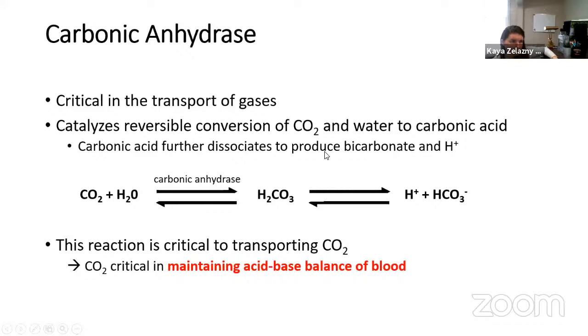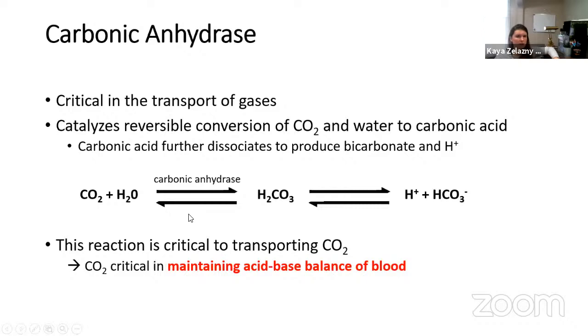The other thing we have in our erythrocytes is carbonic anhydrase. So it's an enzyme. It's going to be really important for the transport of gases, which we will talk about as we talk about respiration. But basically what it does is it catalyzes a reaction where we take carbon dioxide and water and turn it into carbonic acid, which can then dissociate into hydrogen ions and bicarbonate. And both sides of this reaction are reversible. So carbonic anhydrase can turn CO2 and water into carbonic acid, but it can also turn back.